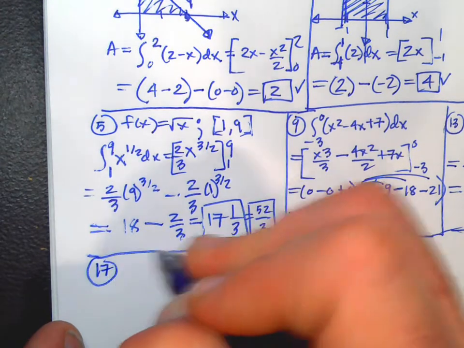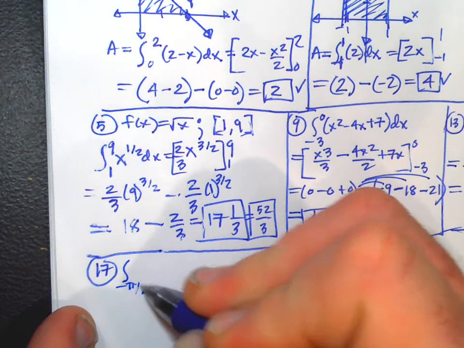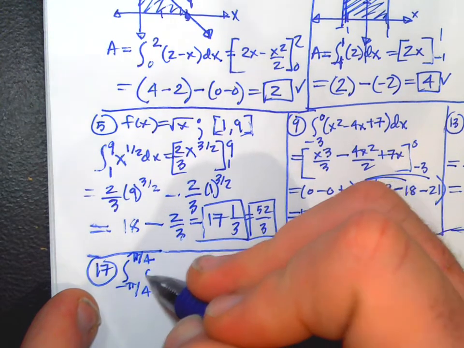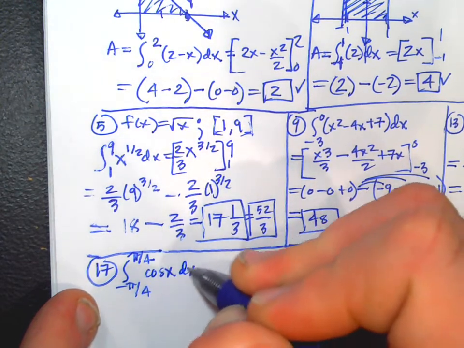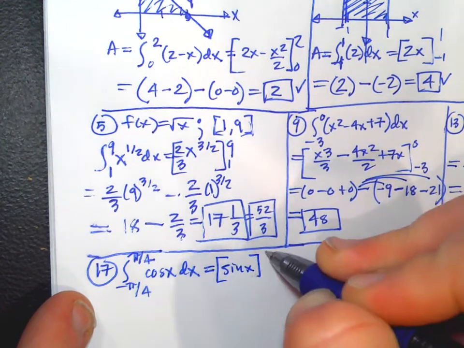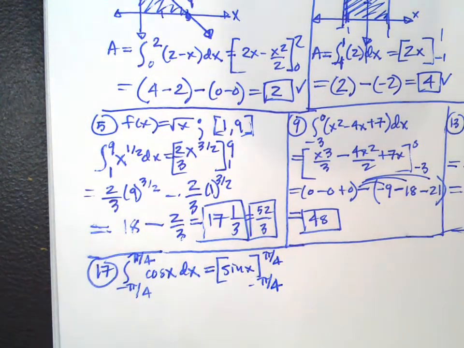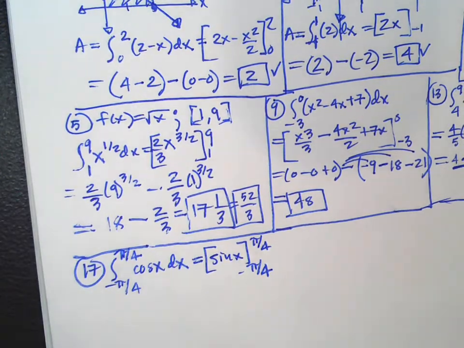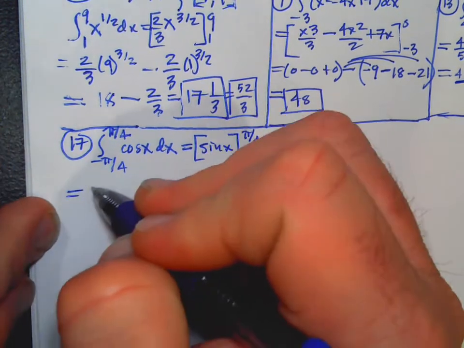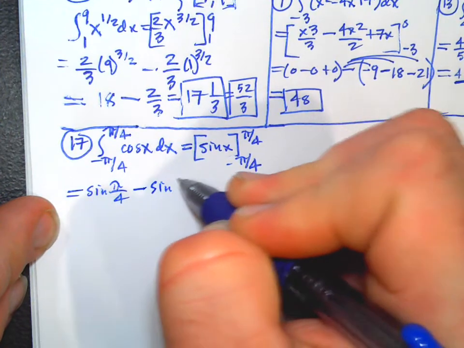17. Negative pi over 4 to positive pi over 4 of cosine x dx. The antiderivative is sine. And so we're going to plug in the top limit. Sine of pi over 4 minus sine of negative pi over 4.